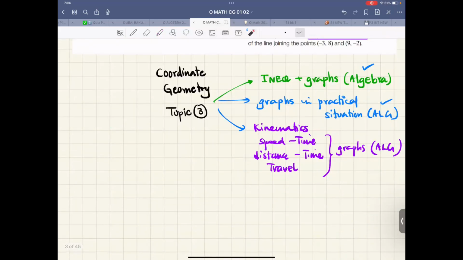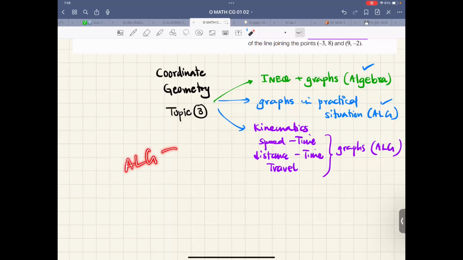Now this chapter of coordinate geometry is a very, very useful chapter, a chapter that goes all the way to A-level maths. So AS level maths, when you study P1, A2 level maths, when you study P3, O-level maths, I mean, it's everywhere. Coordinate geometry in O-level maths is related to inequalities and graphs. It's related to graphs in practical situation, which we have to study further. Inequality, we have to study further.